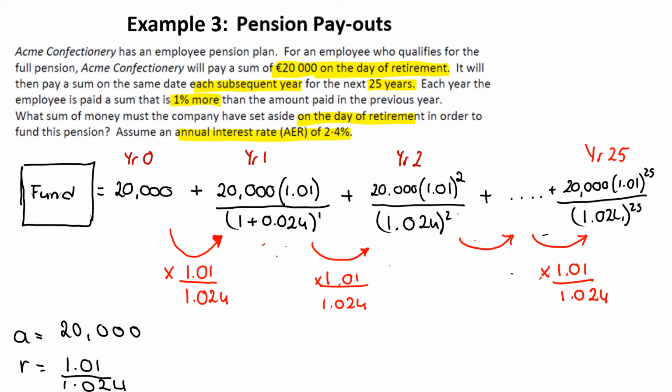Now, we just need to be careful, because when we're dealing with the formula, our n is actually going to be 26. Because even though we have 25 years, we have the starting year, that year 0, because it's 20,000 on the day of retirement. And then a sum is paid each subsequent year for the next 25 years. So there's actually 26 pieces. And if you look at our little diagram here, you can see that if it starts at year 0 and goes to year 25, that will be 26. So we need to be able to sub into our formula.